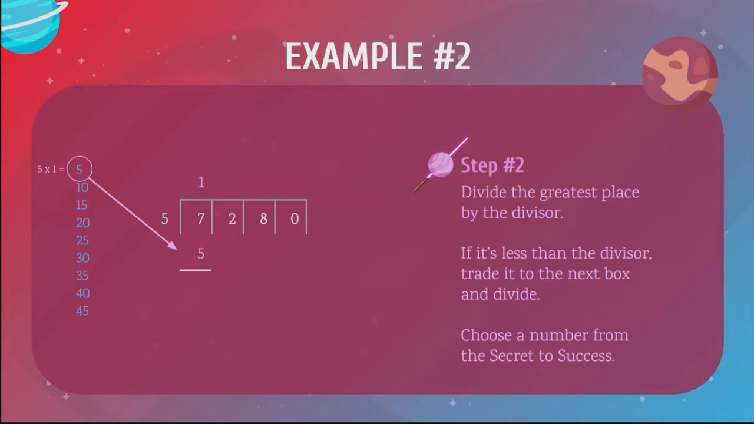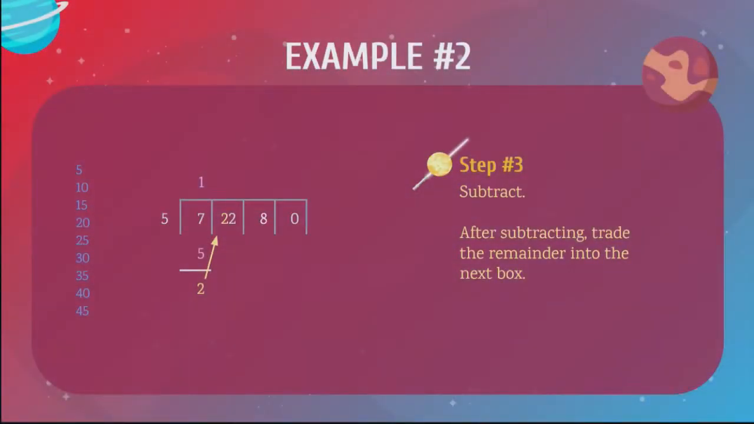Sure, 5, 1 time, right? So we will subtract. When we subtract, we'll get 2. What do we do with the 2? We have 2 thousands left over. What are we going to do with them? Well, we need to trade them into the hundreds column.